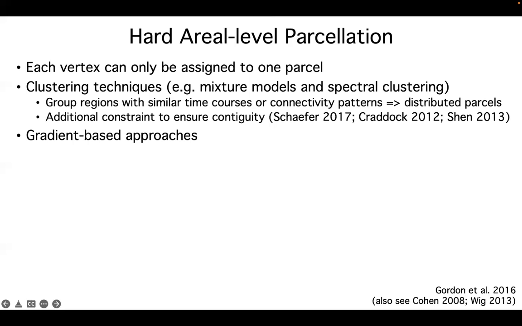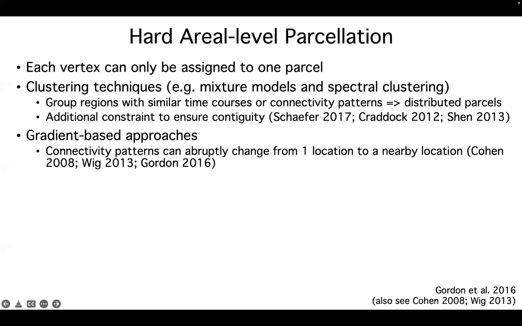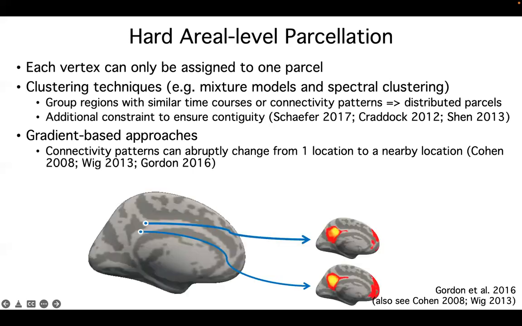Another approach for area-level parcellation is the gradient-based approach, a method pioneered by Steve Petersen's group. So this approach detects local changes in connectivity patterns. This is based on the idea that the connectivity patterns can abruptly change from one location to a nearby location. For example, these two nearby regions have similar functional connectivity patterns, while this nearby region has a very different connectivity pattern.